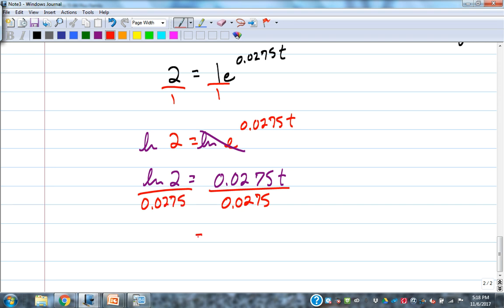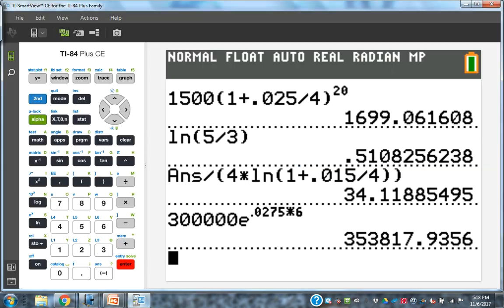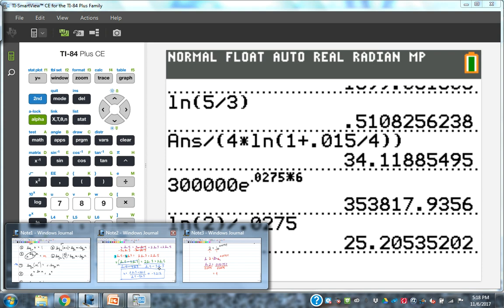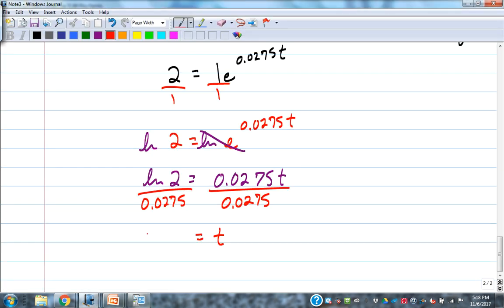Remember, natural log of 2 is just a number. Natural log of 2, close the parentheses, divided by 0.0275. 25.21 years. Yes, ma'am, that is correct. To cancel out an E, you're going to use the natural log, the LN in there. 25.21 years.